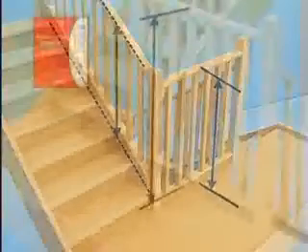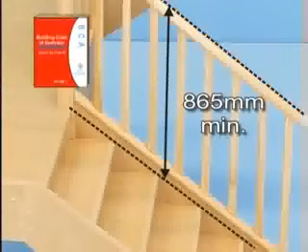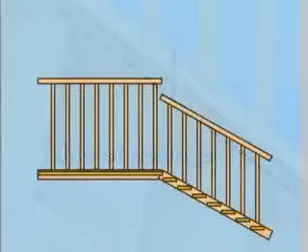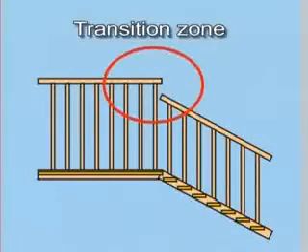On a horizontal surface, the height is to be not less than 1 metre. On a stair, the vertical height must be not less than 865 millimetres. This is measured vertically from the line of nosings of the treads. To accommodate this difference in heights, a transition zone is allowed. The stair balustrade continues through until it meets the height of the landing balustrade.